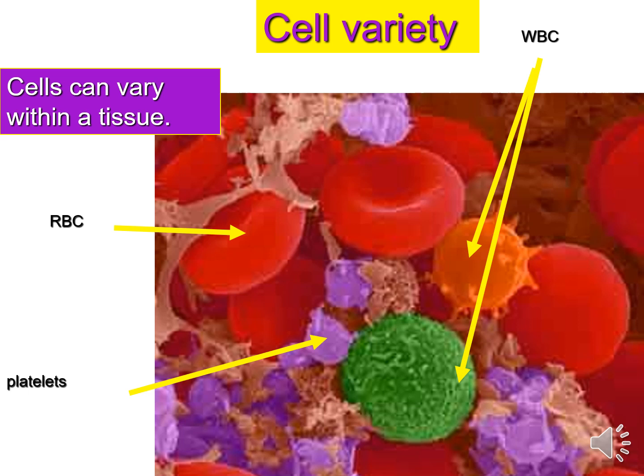Now, cells can vary within a tissue. So if we think about blood as a tissue, you have different types of blood cells within that tissue. So we have red blood cells, we have white blood cells and platelets. We've already discussed red blood cells as carrying oxygen around your body. White blood cells, the job of white blood cells is to fight disease. So within a tissue, you can have different cells working together.